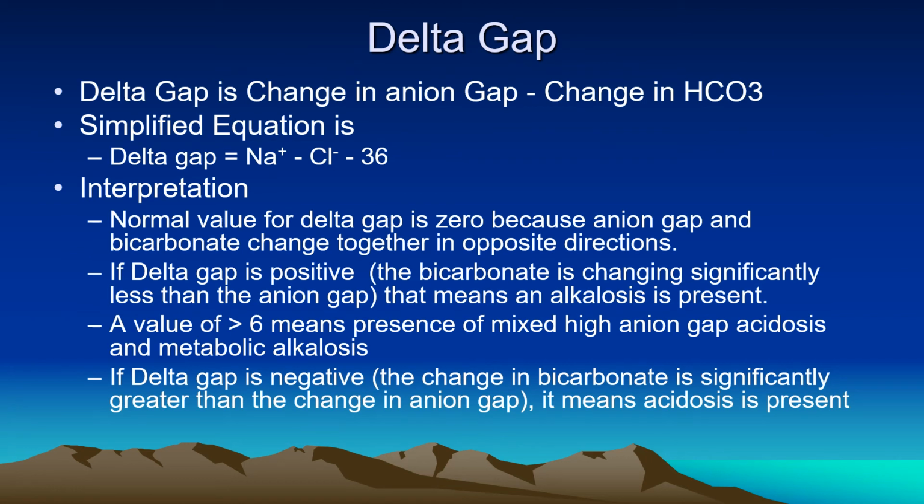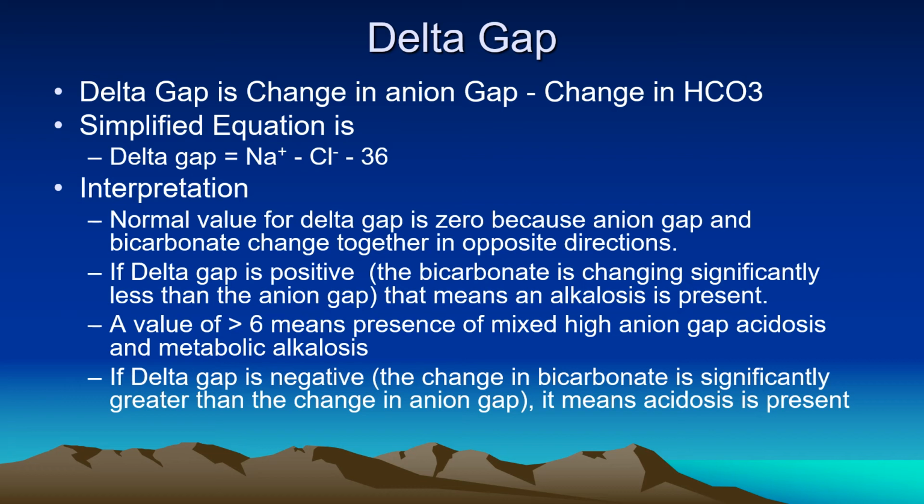Another way is finding out the delta gap. It is again less often used but can be useful sometimes. Delta gap is the change in the anion gap minus the change in the bicarbonate. In a simplified equation, it will be sodium minus chloride minus 36, which has been calculated as the figure. Now, the interpretation: the normal value of delta gap is 0, because anion gap and bicarbonate change together in opposite directions, as told earlier.